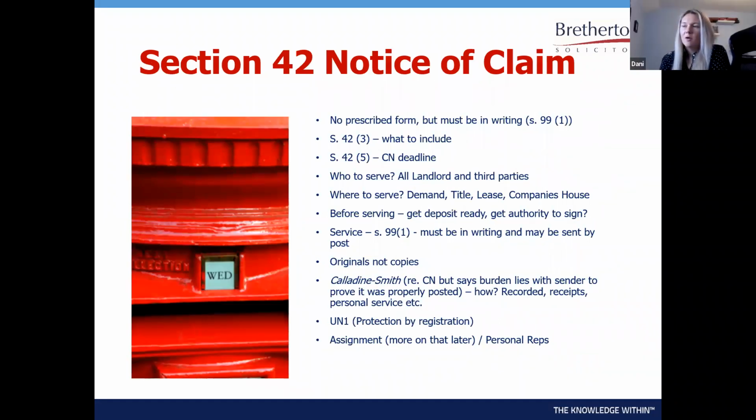Okay, so we've got our valuation, and the next step then is to prepare our Section 42 notice of claim. There isn't a prescribed form, but it must be in writing. Section 42(3) sets out what needs to be included in the notice, and not including something can invalidate that notice. So it's very, very important to make sure that all that information is in there.